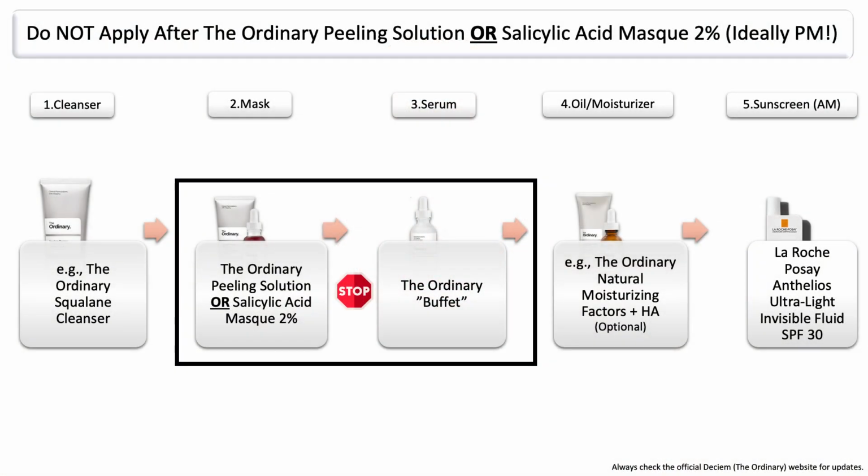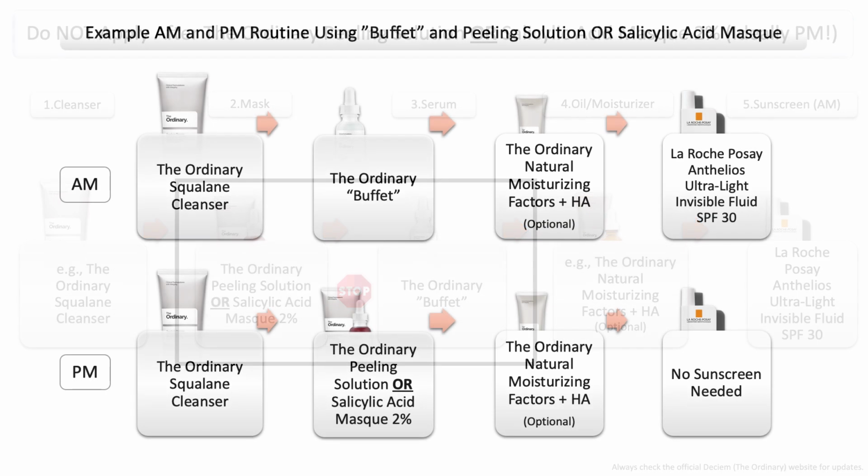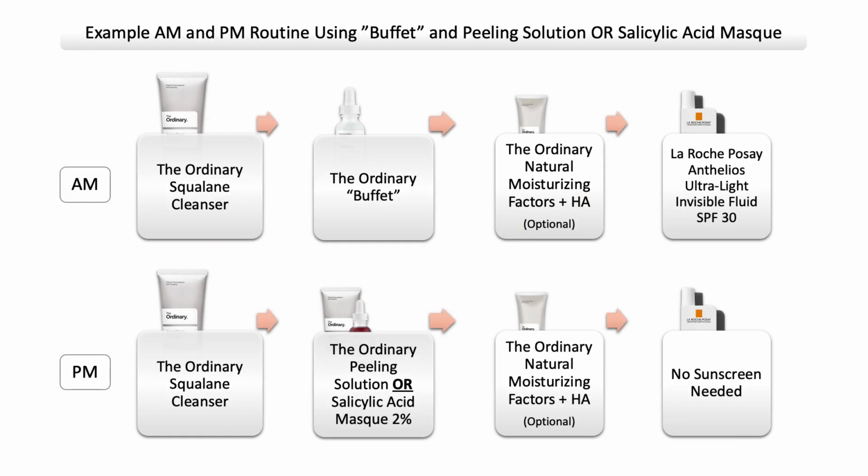Now I also want to talk about The Ordinary peeling solution as well as the 2% salicylic acid mask. Those are not leave-on exfoliators, those are basically exfoliating masks. They still include AHA and BHA, which is one of the conflicts that The Ordinary Buffet Serum has. So even though you're washing it off, it still is not recommended to use them in the same routine. So if you want to use The Ordinary peeling solution or salicylic acid mask, do not use Buffet in that specific routine. You may want to use Buffet in the morning and then just use the mask in the evening. As long as you keep them separate, everything is fine.